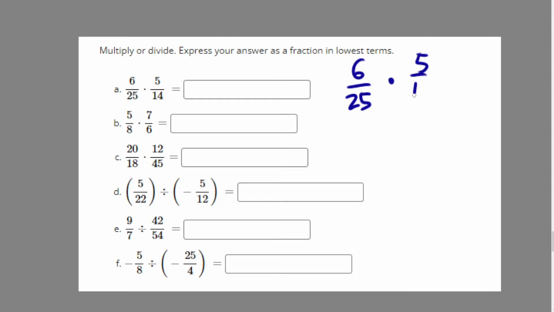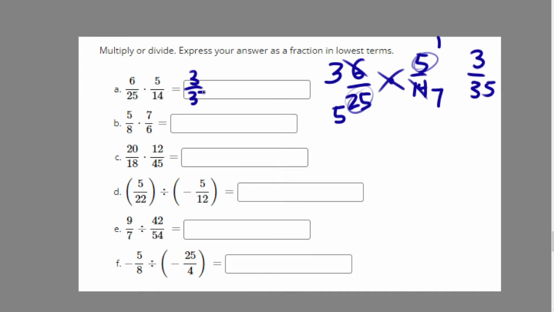Over 5 over 14. But what you can do is you can try cross multiplying and say, okay, 5 goes into 25 5 times. So this turns into a 1 and this turns into a 5. And then 6 goes into 14. It doesn't. But both can be divided by 2. And that will give us 3 and 7. So we'll have 3 over 5 times 7, which is 35. That's our lowest term. So 3 over 35.